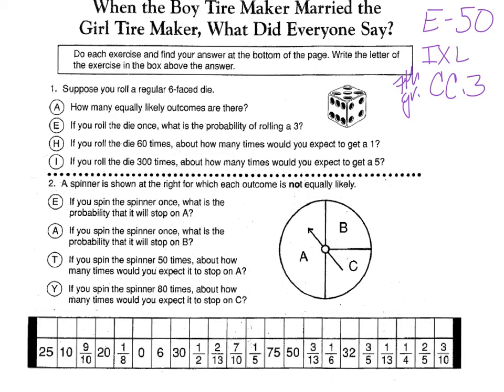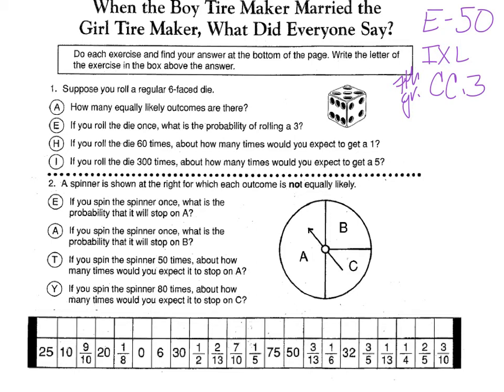So here they're talking to us. It says, do each exercise and find your answer at the bottom of the page. Write the letter of the exercise in the box above the answer. At this time, pause the video and hand out a worksheet to each student. Continue the video when everybody has a paper to do examples on.